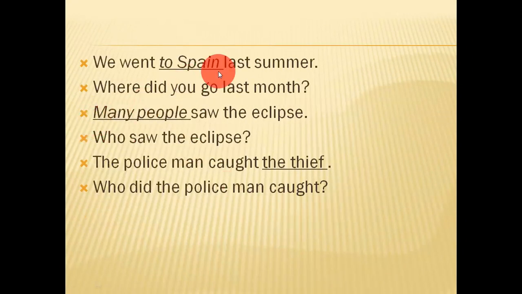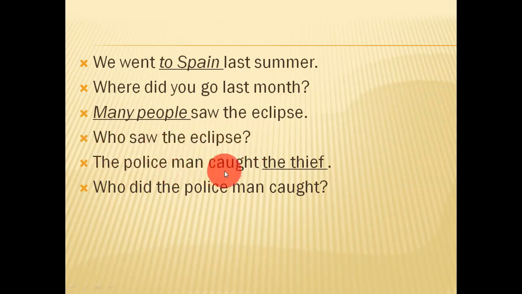We went to Spain last summer. To Spain, it's a place. Where did you go last summer? Sorry, where did you go last summer? Many people saw the eclipse. Many people saw the eclipse. Who saw the eclipse?